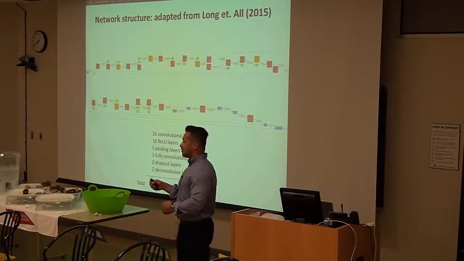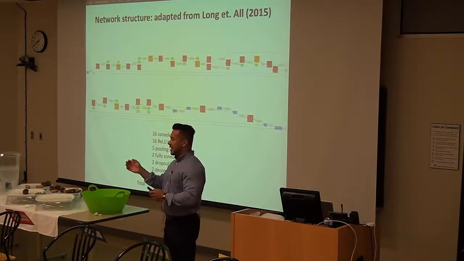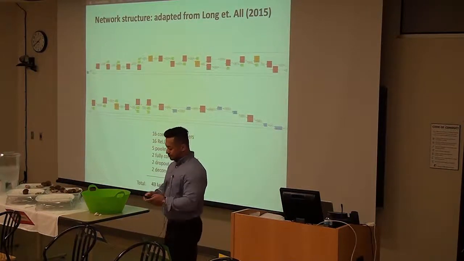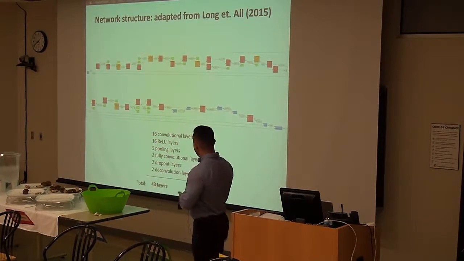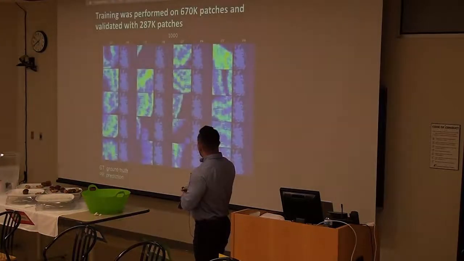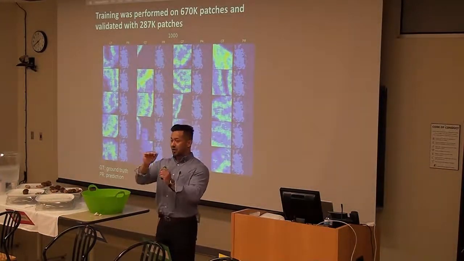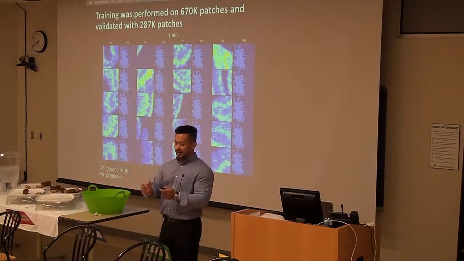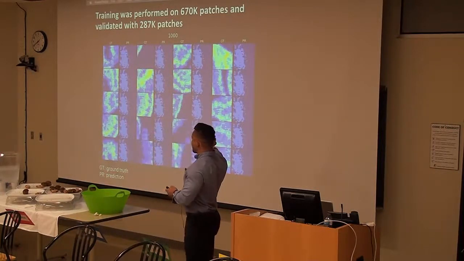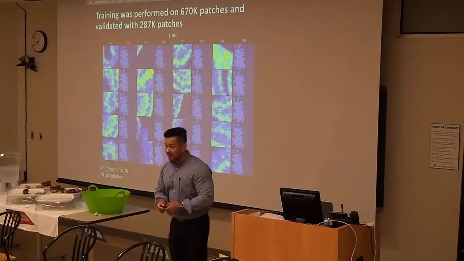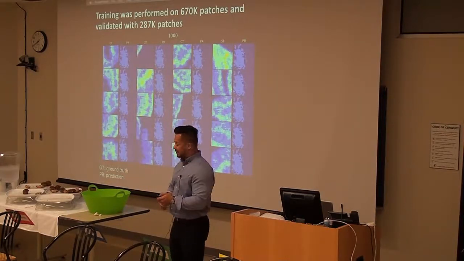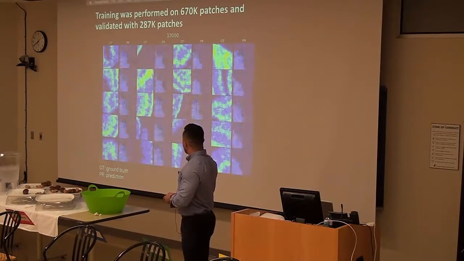And this network had 42 layers, which is slightly lesser than the original paper. So I implemented this network, 43 layers. And here what I did was to take my MRI and I created patches of 28 by 28 pixels, and then I tried to predict the corresponding neuronal density in the histology. So this is what the network looks like while it's training.